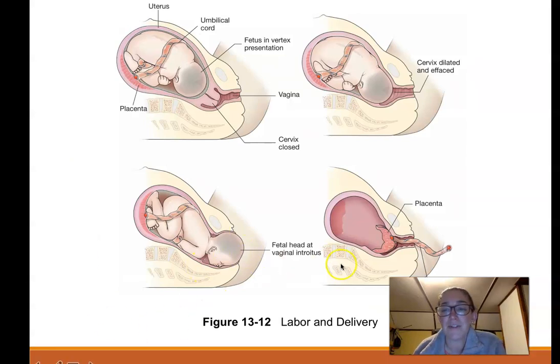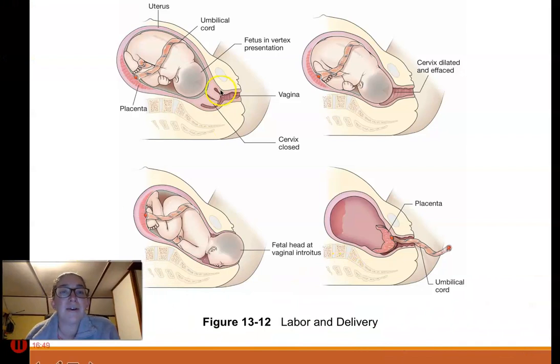So this is just a visual of labor. Before or during the first stage of labor, when the first stage of labor starts, the cervix is still closed, it's still fully formed, but during that first stage of labor, over the course of several hours or several days, that cervix will slowly dilate and become effaced, so that now there's room for the baby's head to come through. So that part can take quite a while.